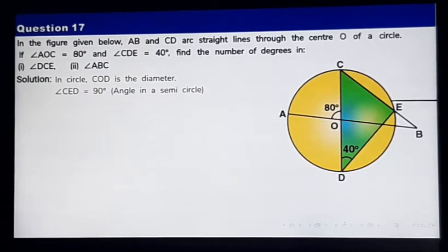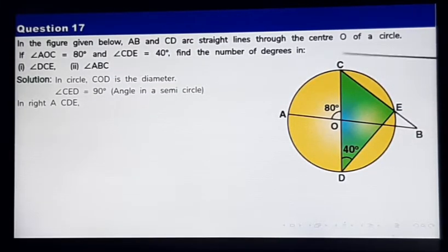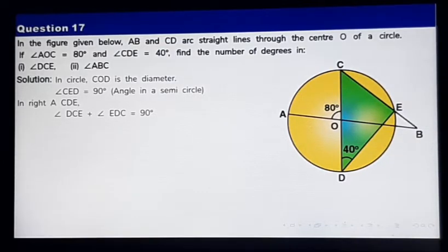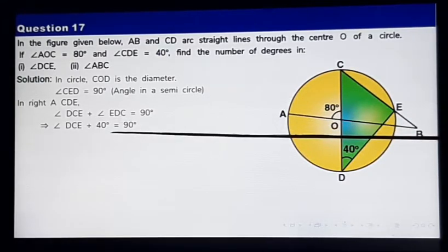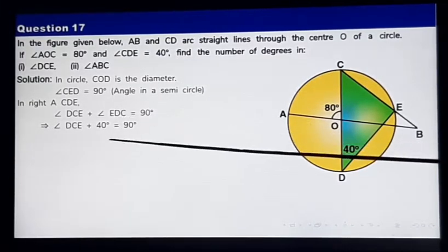Now in this triangle, we know this angle, we know this angle, then can't we find this angle? Definitely we can find this angle. All right, so we have a right angle triangle, this is triangle CDE. So in triangle CDE, since this is 90 degree, then this plus this has to be exactly 90 degree. All right, so we have CDE, that is this angle, how much? This is 40 degree. That's what is given to us, right? CDE, or EDC also we can call it, right?